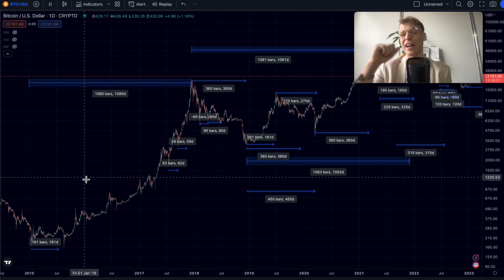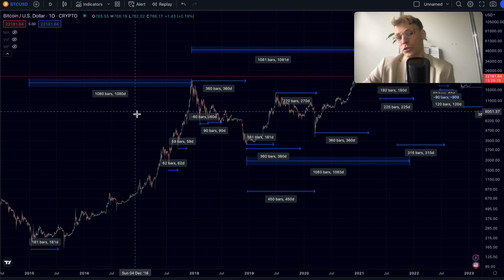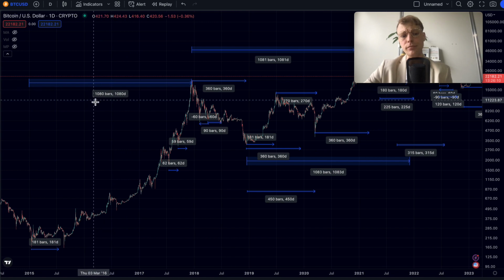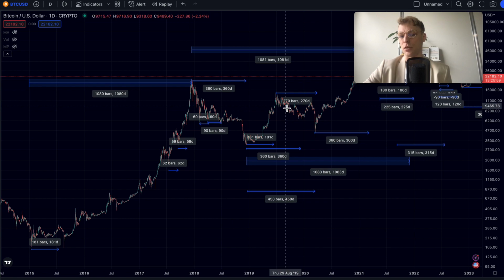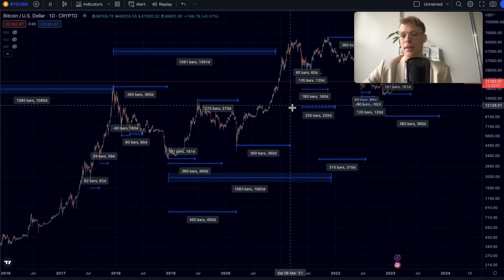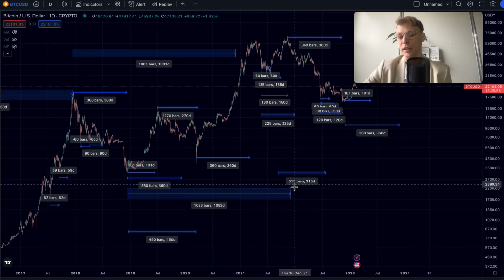But if we have a look at the numbers right here, most of them are at least divisible by 3, but most of them also come to 9. 1080 is 1 plus 0 plus 8 plus 0 is 9. 360 is 3 plus 6 plus 0 is 9. 270, 7 plus 2 plus 0 is 9. 315, 3 plus 1 plus 5 is 9.